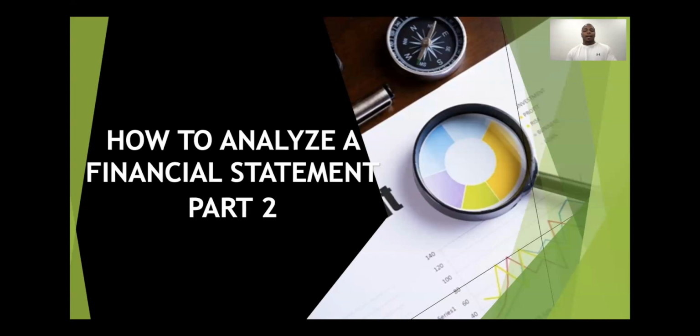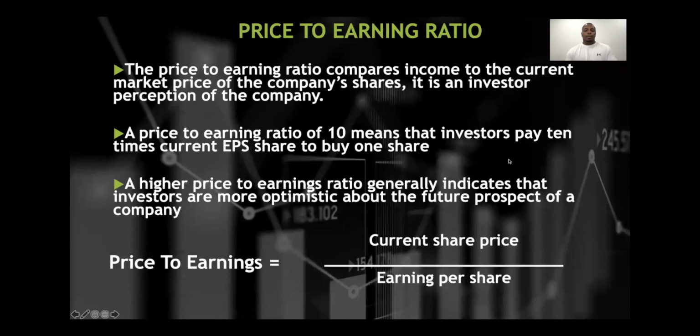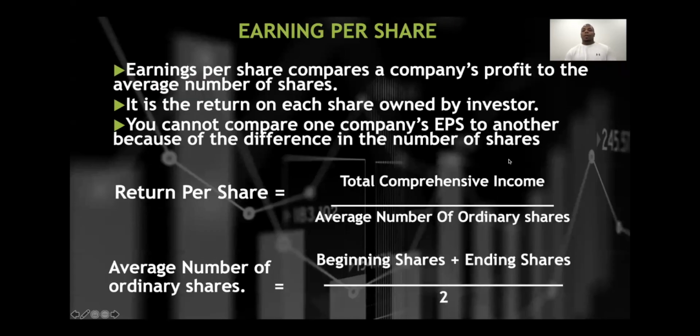How to analyze a financial statement. Well, now we're going over part two. So we're going to start off part two talking about earnings per share. What is earnings per share? Earnings per share compares a company's profit to the average number of shares that it has, right? It is the return on each share owned by investors.